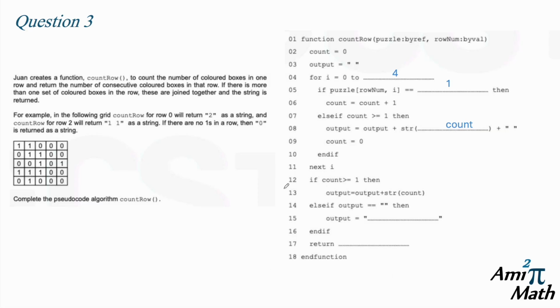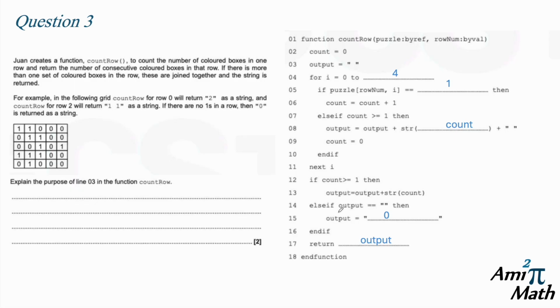If count is greater than or equal to 1, then output equals output plus string count. Else if output equals, then output equals blank. End if. So this is basically when no runs of ones are found, and you just simply put that as 0. And then end if, return, and then what are we going to ultimately return? Output, right? And that will be the result from either this or from this.